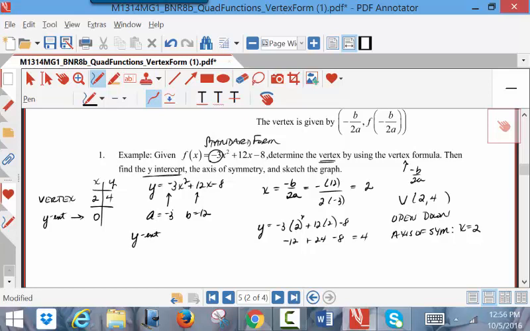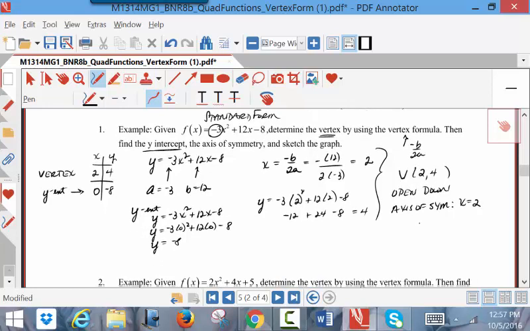I go back to my original equation, y equals negative 3x squared plus 12x minus 8, and I put an x value of 0 in. And when I do that, my y value is negative 8. So I have my y-intercept. These two things are what created my vertex.